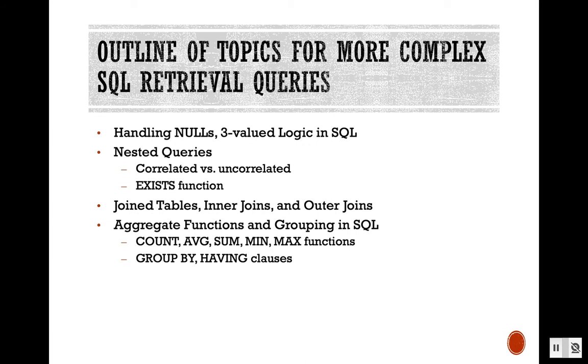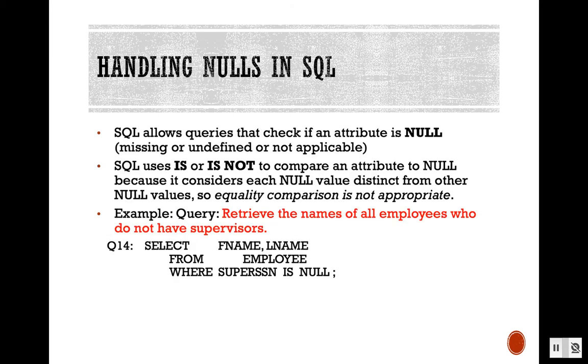So first we're going to see how we can handle null values. In SQL we can check whether an attribute has a null value. We know in a table some attributes can have null values. If we want to find the records where an attribute has a null value, we can check that by using a condition like the IS operator.